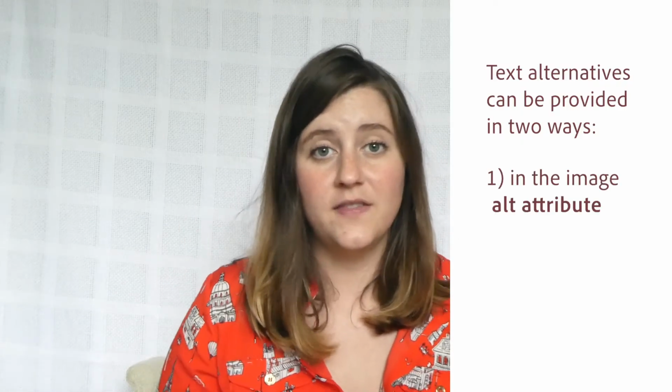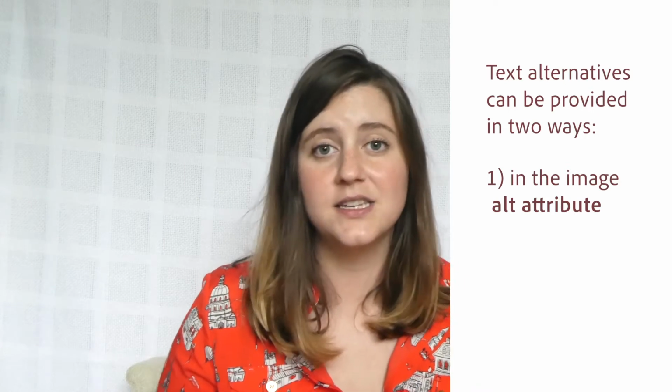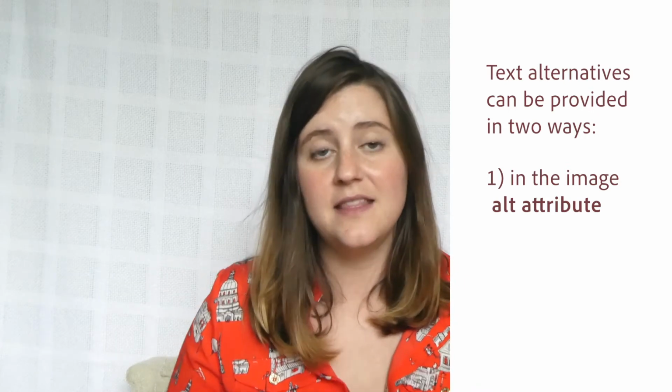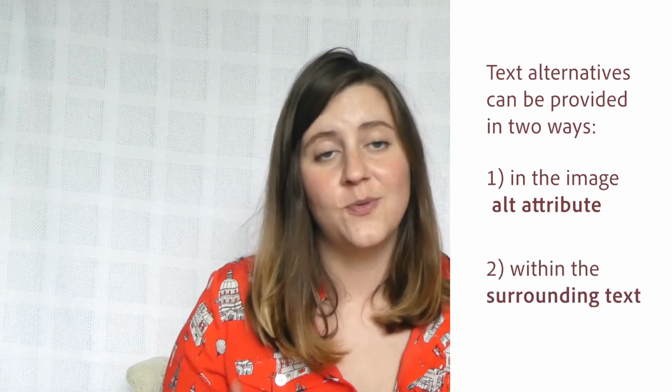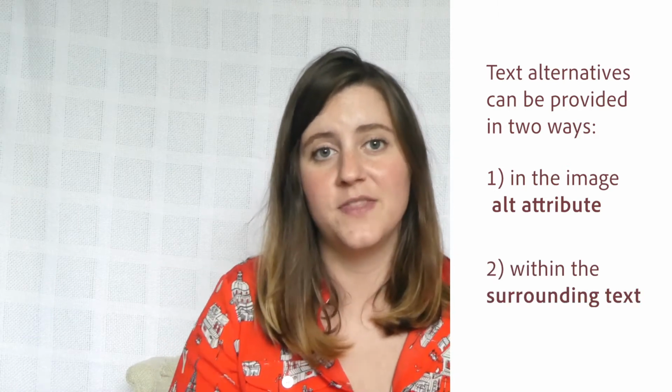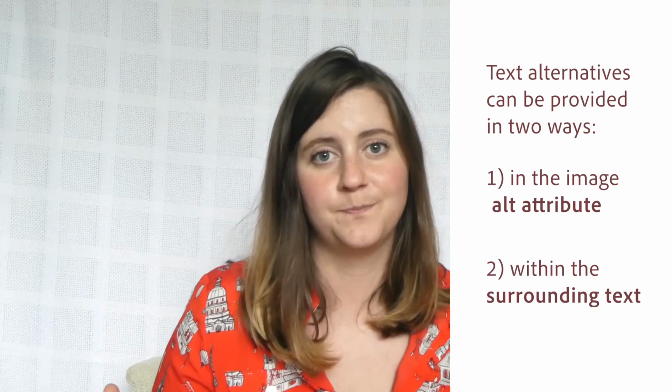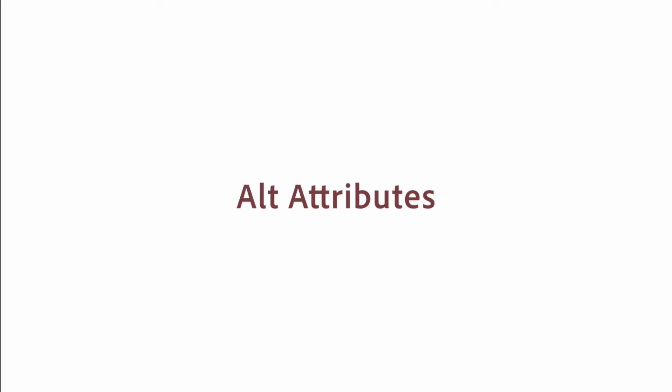One, within the code by writing a concise description of the visual in the alt attribute of the image element. Or 2, we can give enough context from the text surrounding that visual. So let's just get into it and talk about alt attributes.